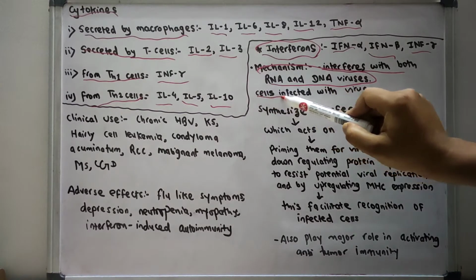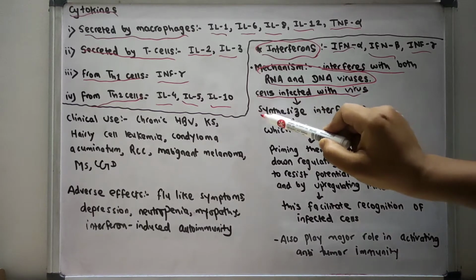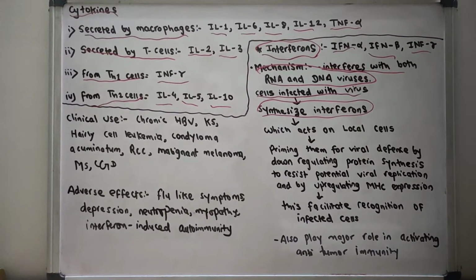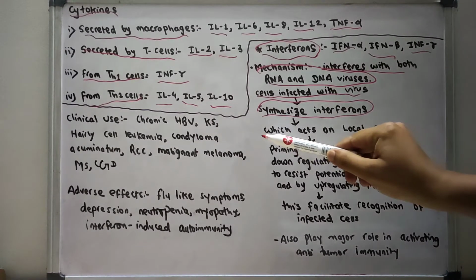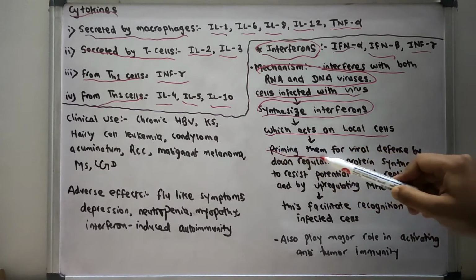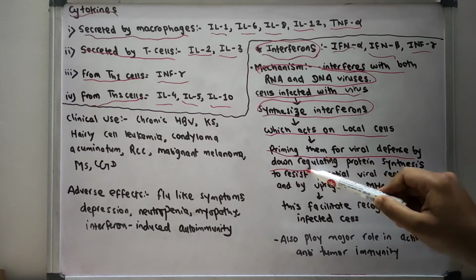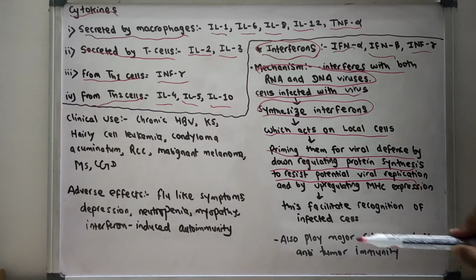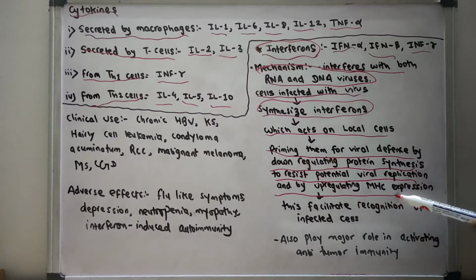So the cells that are infected with the virus synthesize the interferon. The interferons are also glycoproteins. The synthesized interferons act on the local cells. After acting on the local cells, they prime them for the viral defense by down-regulating protein synthesis to resist the potential viral replication and by upregulating MHC expression.